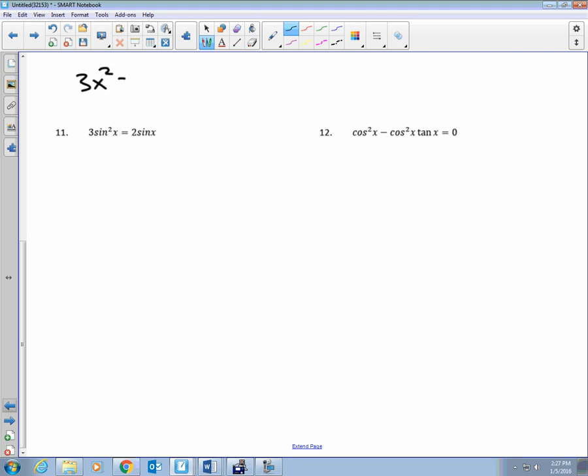3x squared is equal to 2x. Remember how we solved a problem like that? We'd gather everything on one side, equal to 0. 3x squared minus 2x equals 0. Remember how you solve that? You would factor out an x, and you would get 3x minus 2 equals 0. And so you said x is 0, and then you'd solve this and you get 2/3, right? We're going to do the same thing.